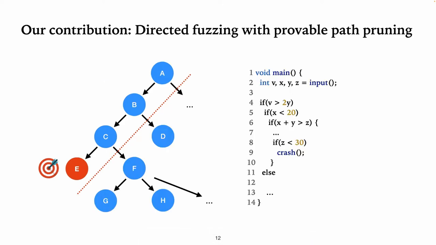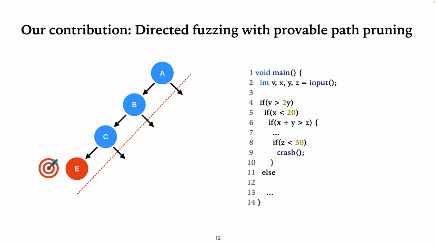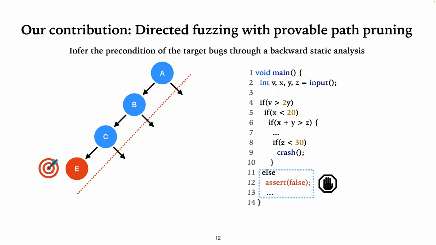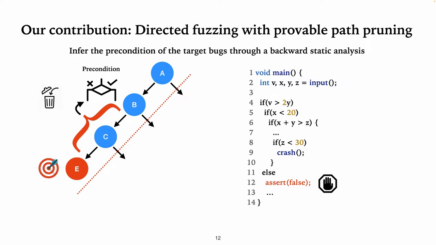This intuition motivates our work, which is a directed fuzzing with provable path pruning. As a high-level view, we prune not only those unreachable paths, for example, the fourth branch at line 12, but also the paths with unsatisfied path conditions using a precondition inferred through a backward static analysis. For example, we can infer a precondition based on the path condition from block B to E. Therefore, if the following inputs cannot satisfy this precondition when reaching block B, then we will terminate this execution immediately since it cannot reach the target.